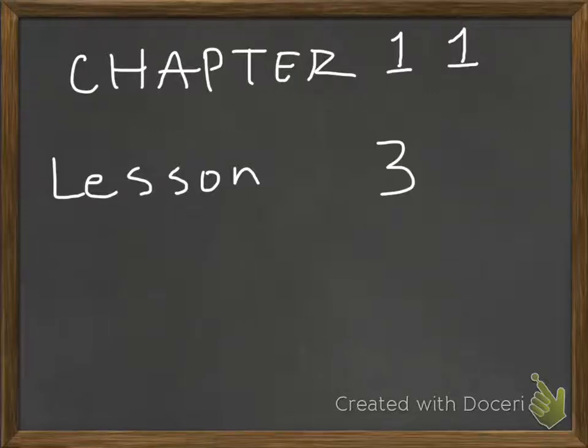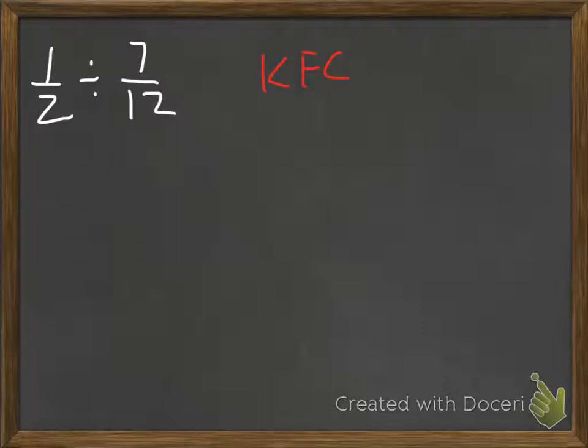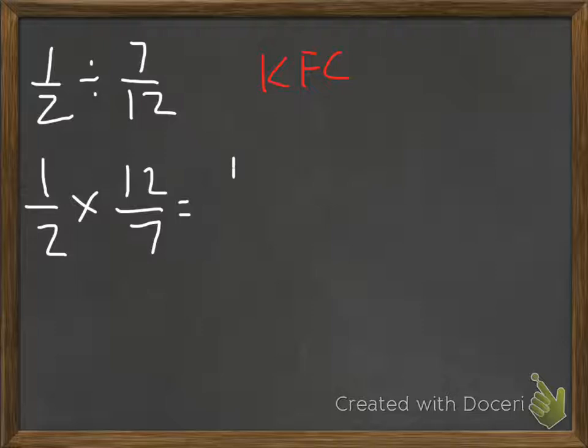Chapter 11, Lesson 3. Now we're just going to go ahead and divide fractions without any whole numbers. So let's start with 1/2 divided by 7/12. We do our keep, flip, change method. So keep the first number, flip the second number, change the sign, and then we just multiply straight across.